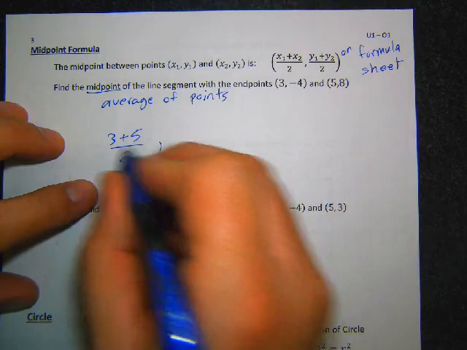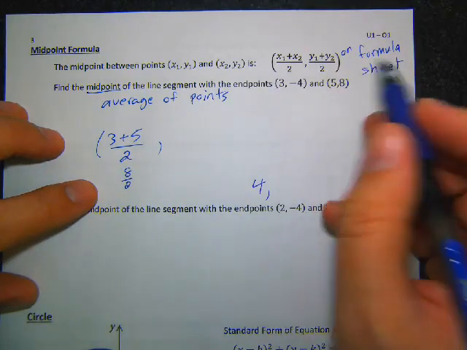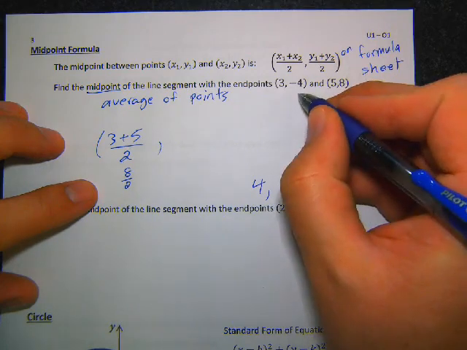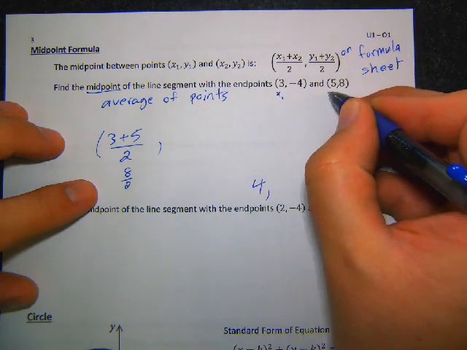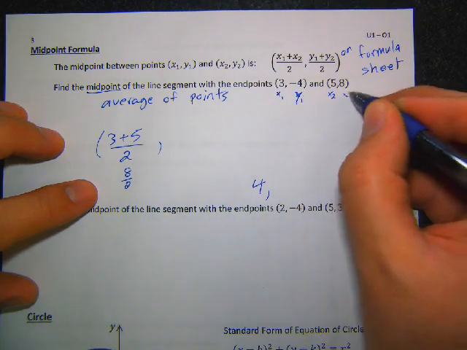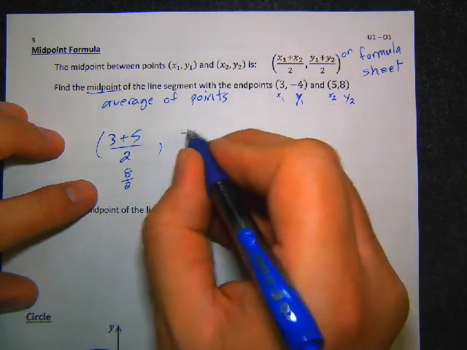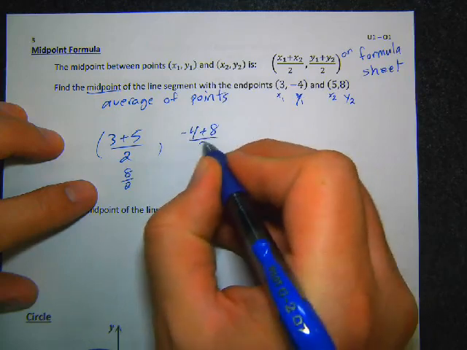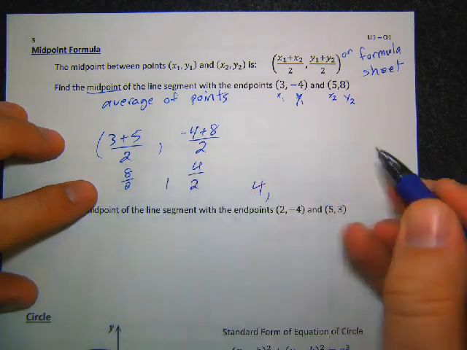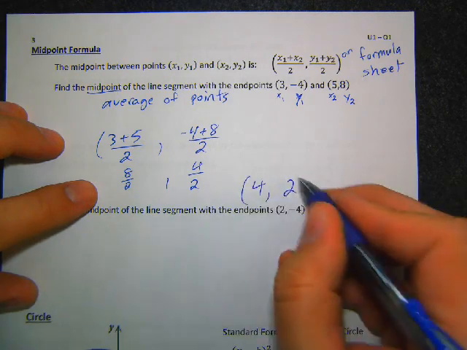To do the other part, I take my -4 and my 8, the y values. That was x1, x2 that we did. Now we're doing y1, y2. And we take -4 plus 8, add those up and divide by 2. Well, -4 plus 8 is 4. 4 over 2 gives me 2. So that is the midpoint.